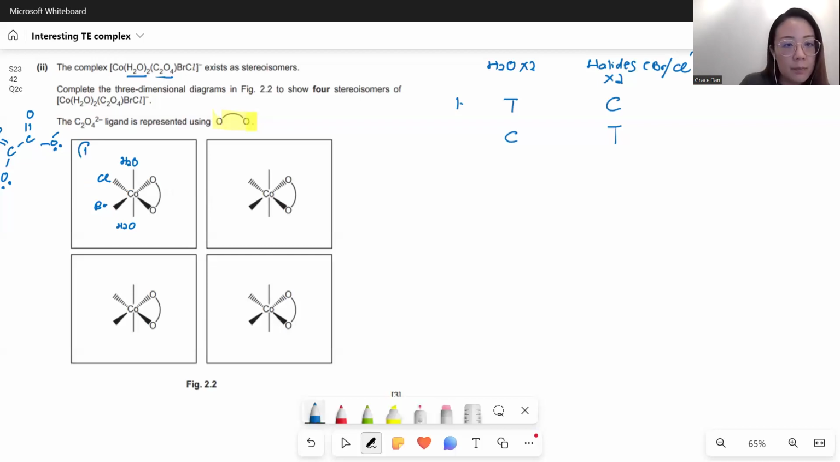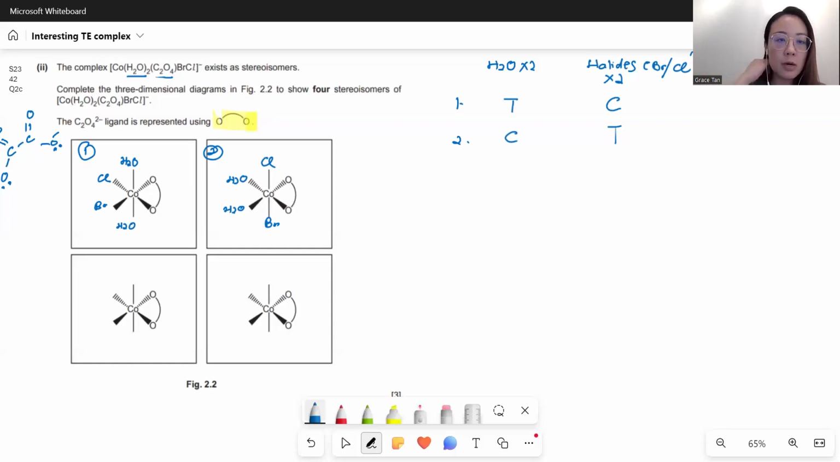Now the second one, which is number 2 here, this time we would like to draw the water molecule in cis format. So we're going to draw H2O here. And this time, the 2 halides, we will put in a trans direction. Same thing, can I put the Br on top and the Cl below? The answer is yes, because when you flip it like this, it is the same thing.